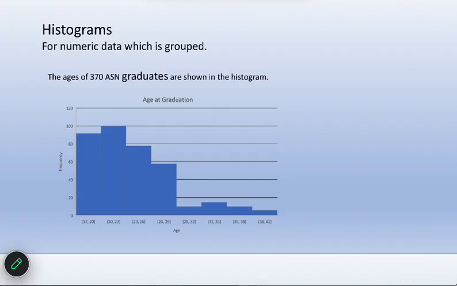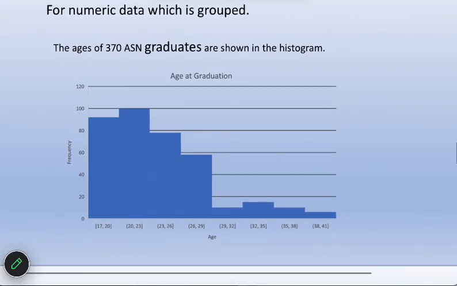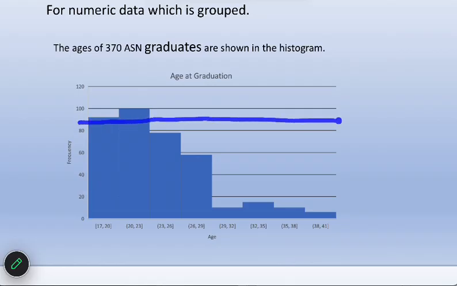So if you look here, we have grouped data. And we have the ages of 370 nursing students that are graduates shown in the table, and they're looking at their grade at graduation. So here, if we're assuming they're counting by 20s, this would be about the 90 mark, right in the middle there. We know there's 370.